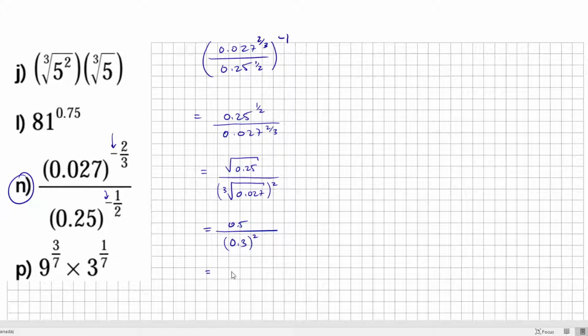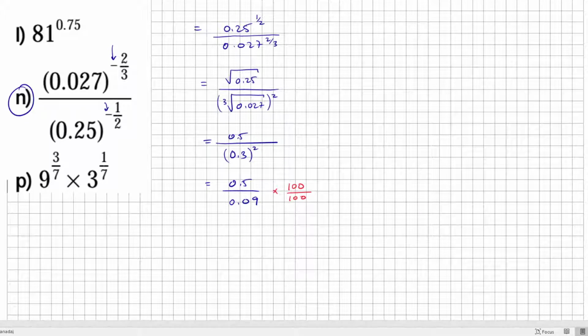So my next line will be 0.5 divided by 0.09. And since we, in general, don't want to combine decimals and fractions, I can multiply the top and the bottom by 100 over 100. And that should get me 50 over 9. This is an acceptable practice because multiplying by 100 over 100 is just like multiplying by 1.